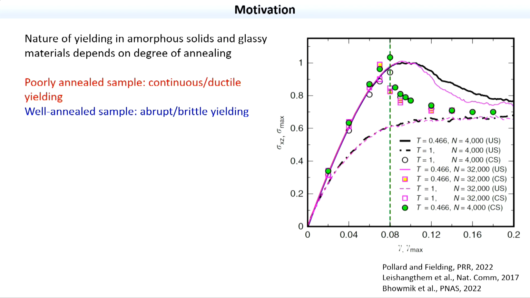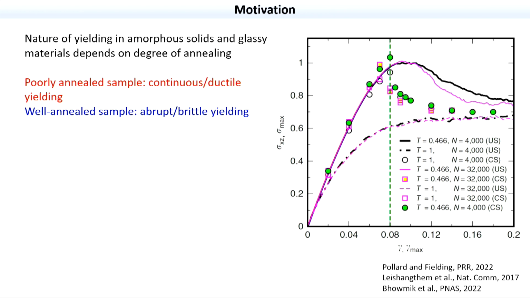Regarding the nature of yielding in amorphous solids, there are many theoretical and numerical studies. It is known that even if you don't change the composition of the material, suppose you have a given set of particles with a given interaction, the question is, can you tune the yielding behavior of the material? The answer is yes, and there are many studies on this.